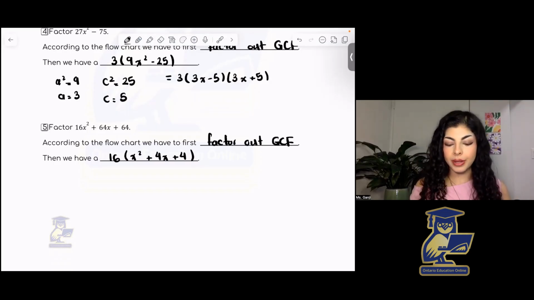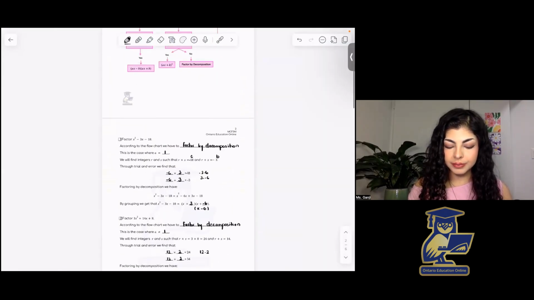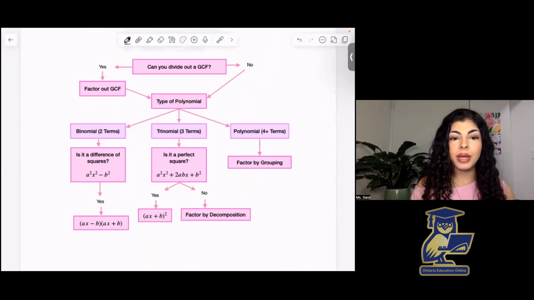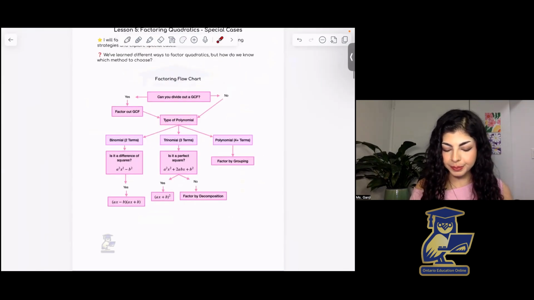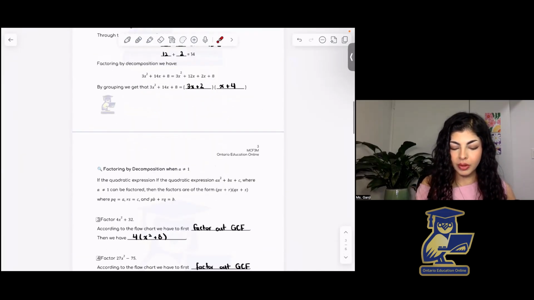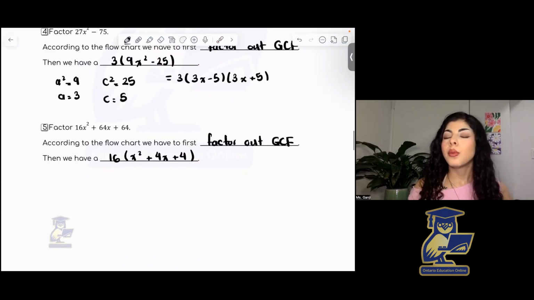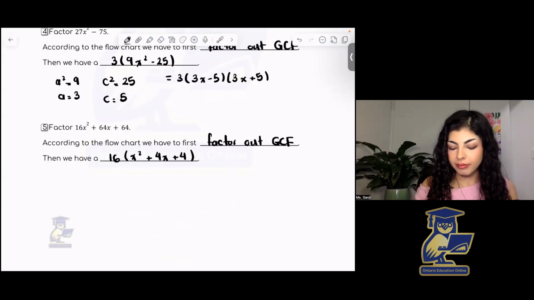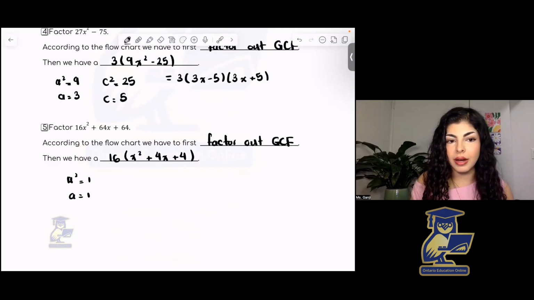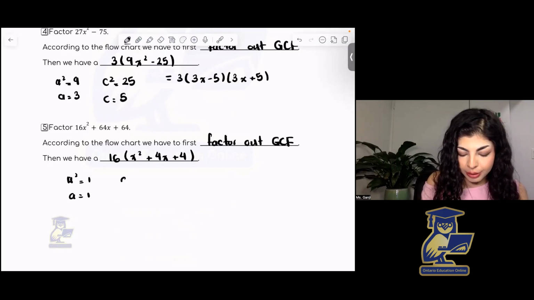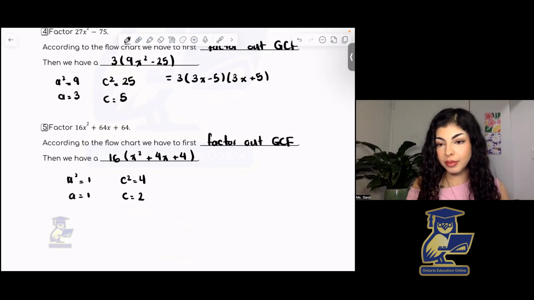Now, this is a trinomial, and our flowchart tells us, when we have a trinomial, let's check, is it a perfect square? So let's go back and check. So x squared will always be a perfect square because if a squared is 1, a is 1. So it's a perfect square and has a square root. Our c term now, c squared is 4, c can also be 2. So that's a perfect square.